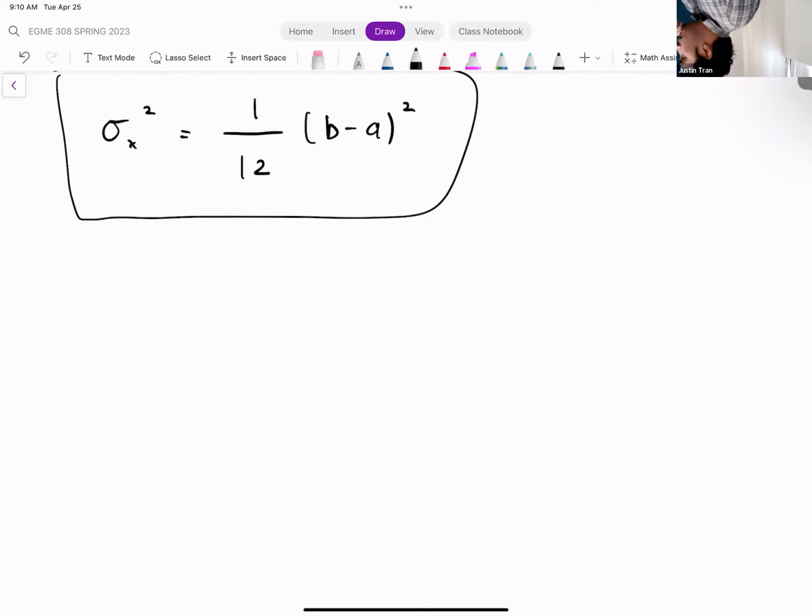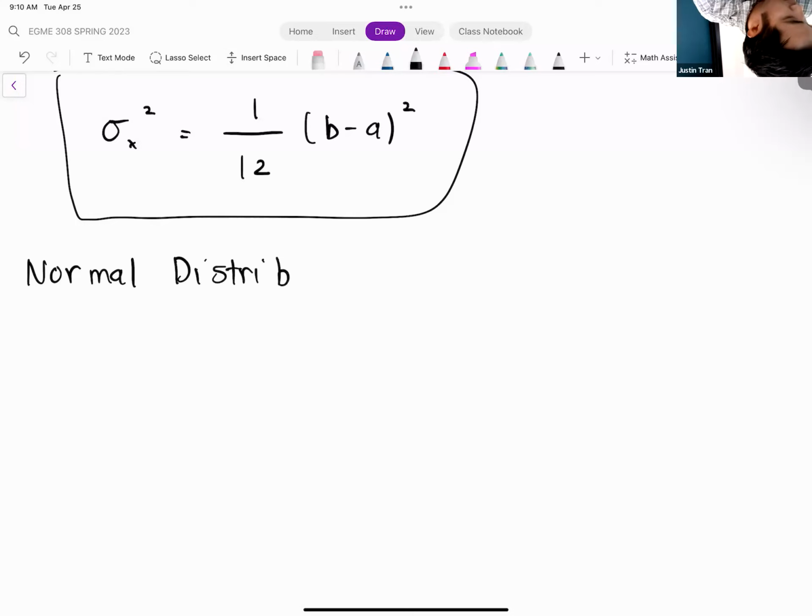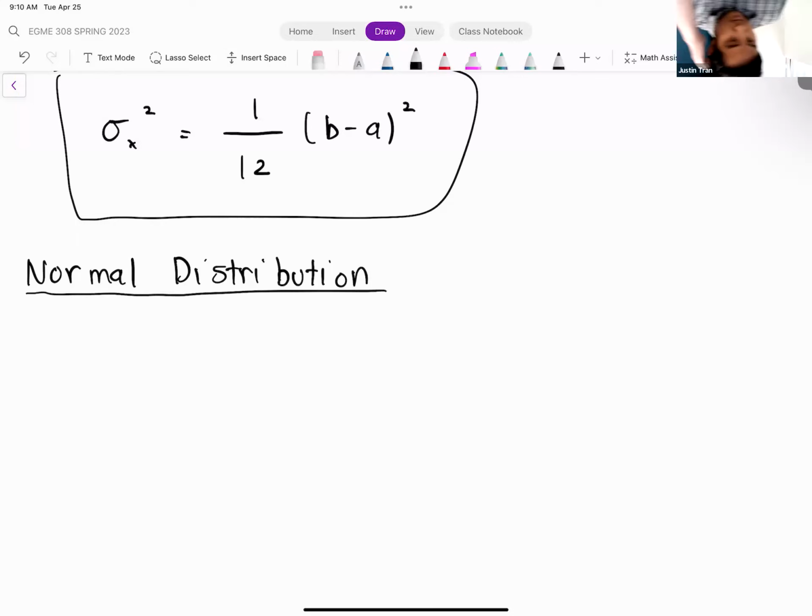And so let's move on to the star of the show for this lecture and the next lecture, which is known as the normal distribution. It's also known as the Gaussian distribution. It's also known as the bell curve. So it goes by a lot of names, but the name I hear most often is the normal, or a Gaussian distribution.